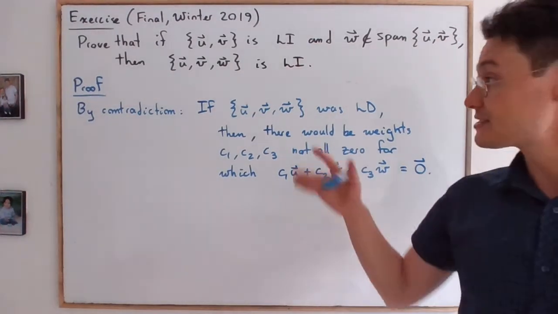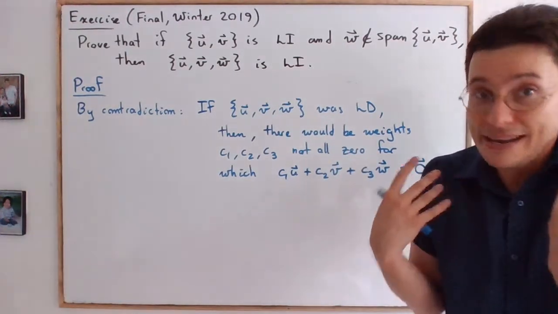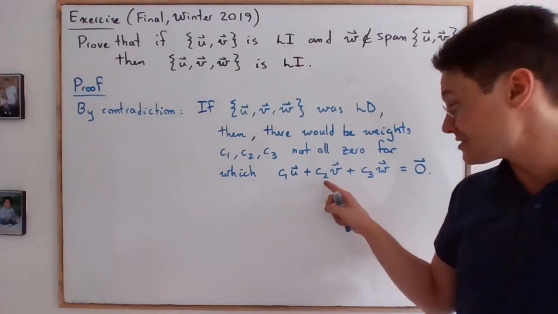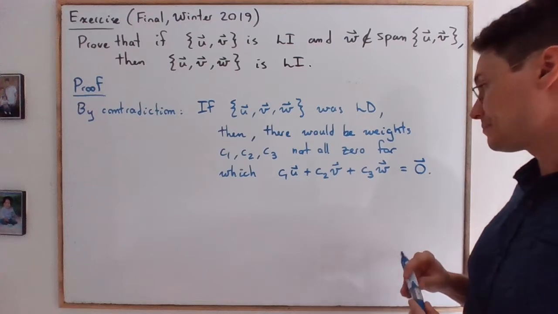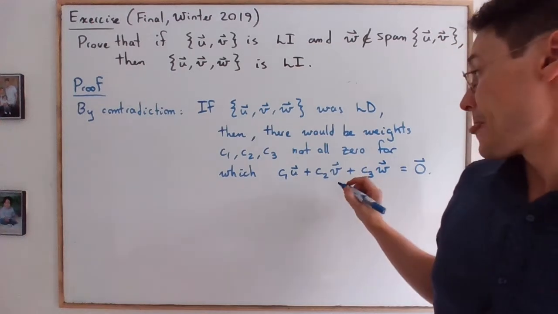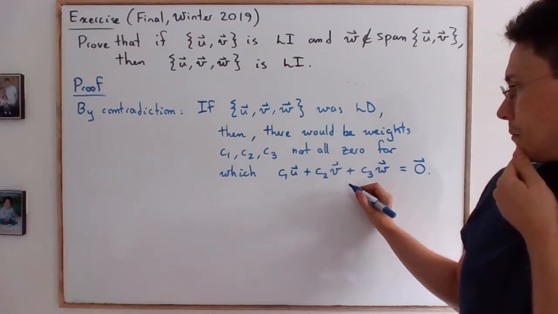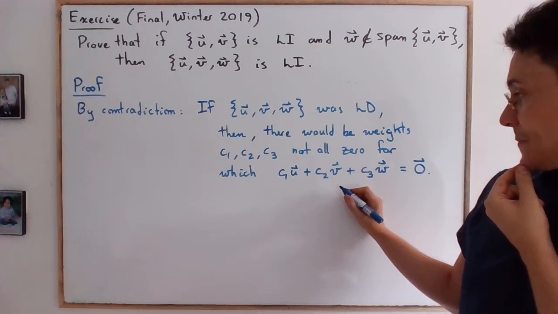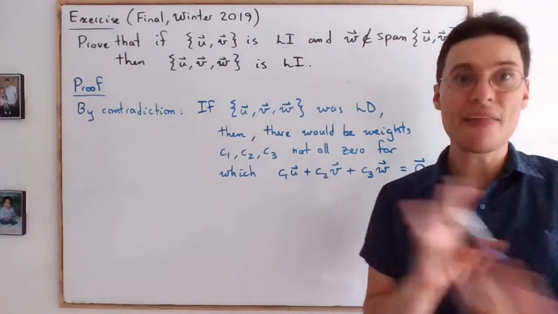So what I did is, knowing that this set is linearly dependent, I know that there's a linear dependence relation that exists, and I'm writing it out. I don't know what C1, C2, C3 are, but I do know that they're not all zero. First of all, we have to be careful. As you can see, C3 cannot be 0.